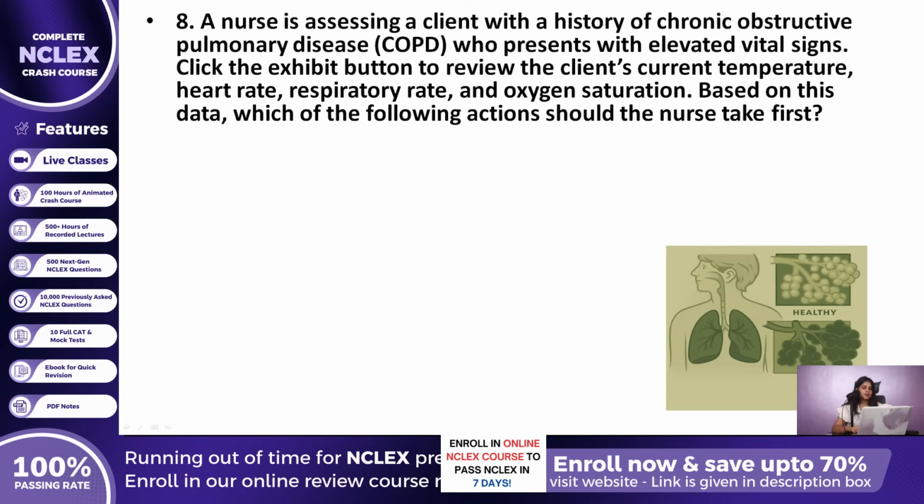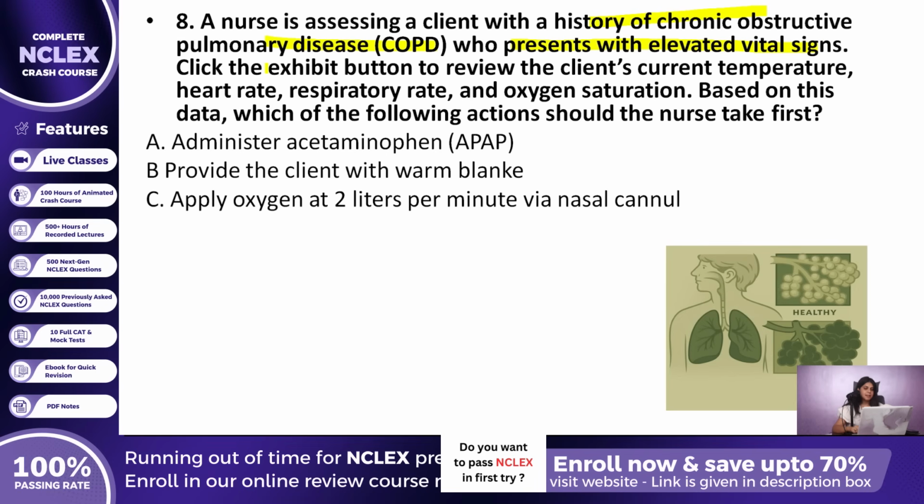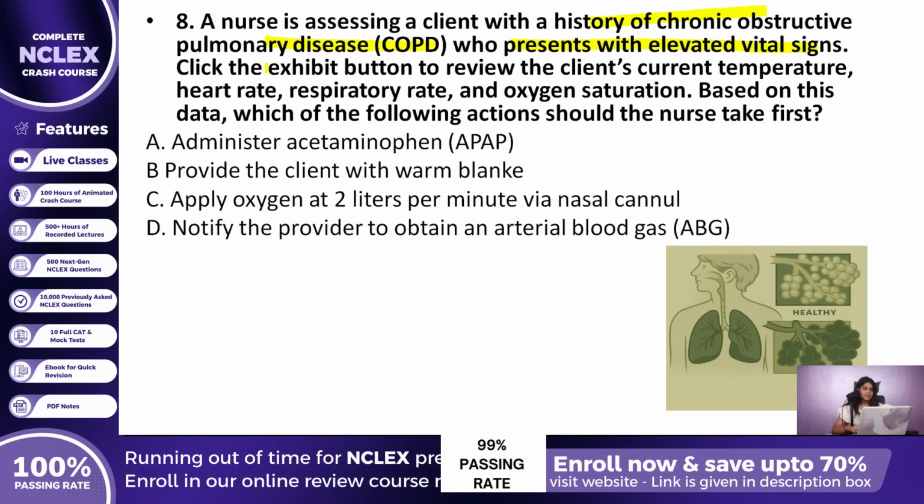A nurse is assessing a client with chronic obstructive pulmonary disease, or COPD, who presents with elevated vital signs. Based on the current data, which action should the nurse take first? The options are: A. Administer acetaminophen. B. Provide warm blankets. C. Apply oxygen at 2 liters per minute via nasal cannula. And D, notify the provider to obtain an arterial blood gas.